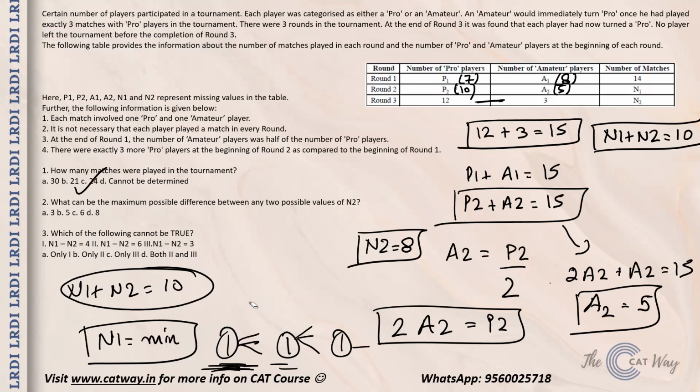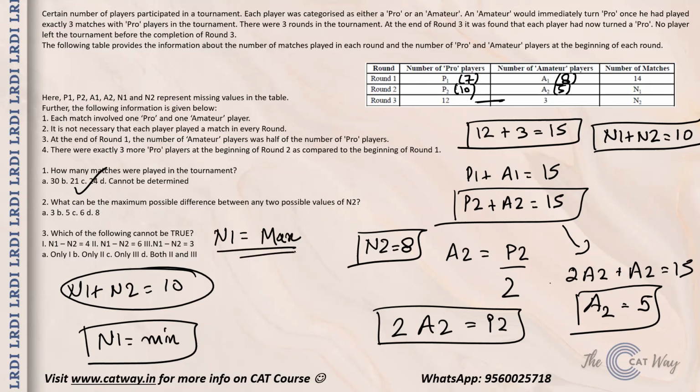Now what do we have is, because it is asking for any 2 possible values, and the maximum difference it is asking, that means in one case you have to maximize n2 and in one case you have to minimize n2. Now when you go for minimizing n2, in that case you will have to maximize n1. Okay, so you have to maximize n1 and minimize n2.